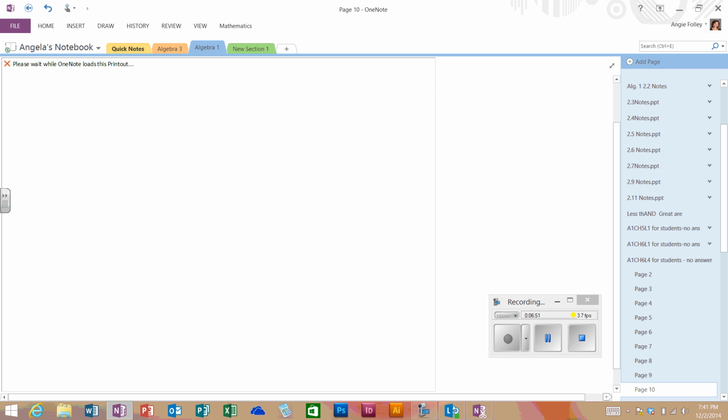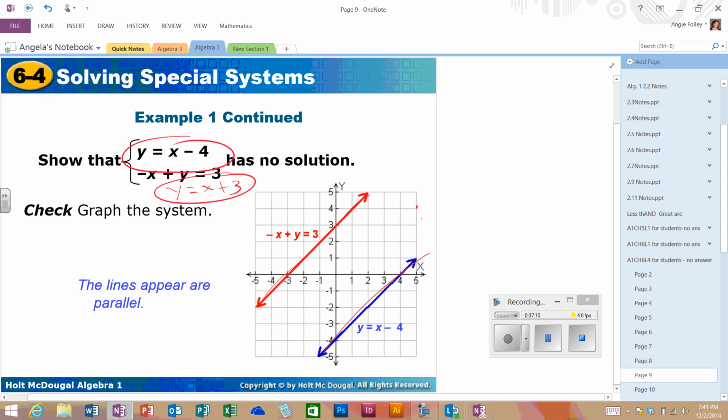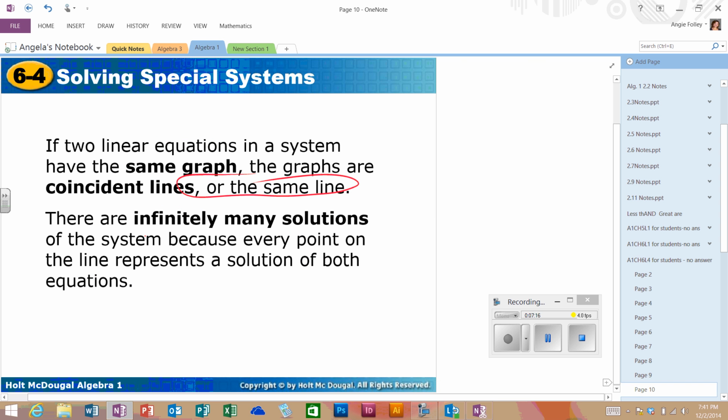And if you remember, the no solution one was an inconsistent system. Okay, so if two linear equations on the same graph were the same line, that would be consistent. But these actually weren't the same line. They were different. They didn't intersect. So this one up here was inconsistent because they never intersected. If they had been on top of each other, that would have been infinitely many solutions.